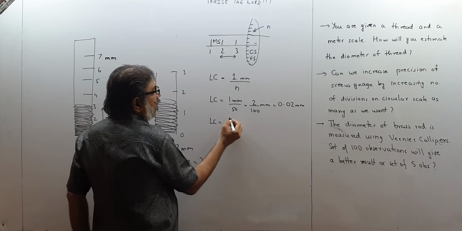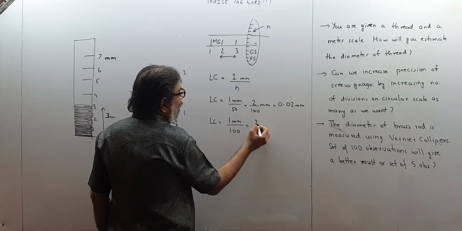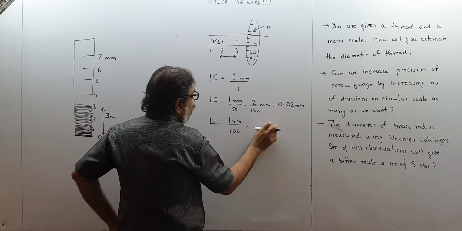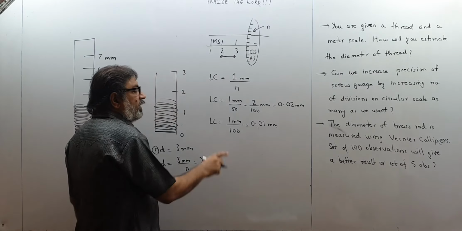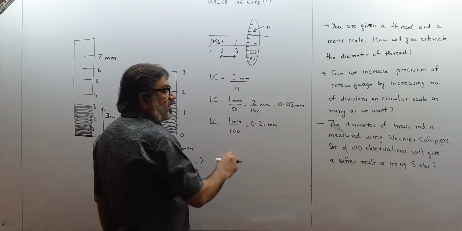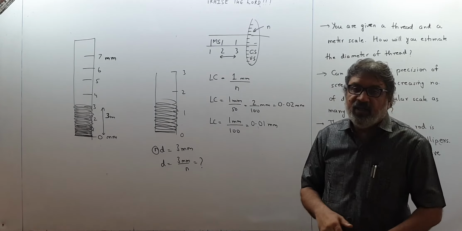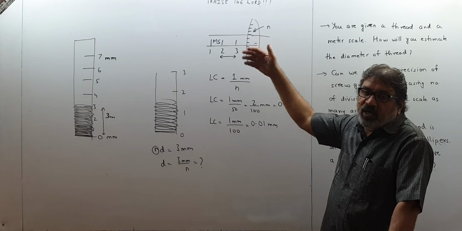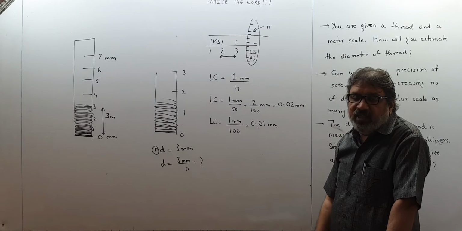If there are 100 divisions, it will become 1 millimeter upon 100, that will become 0.01 millimeter. So you can see, if I increase the number of divisions, the least count decreases. That means by making more and more divisions on the circular scale, instead of 50 or 100 or 200, 500, 1000, I can decrease my least count and my precision can increase.